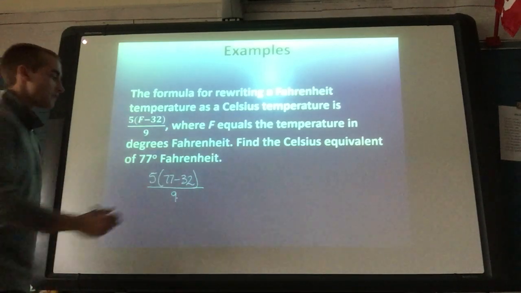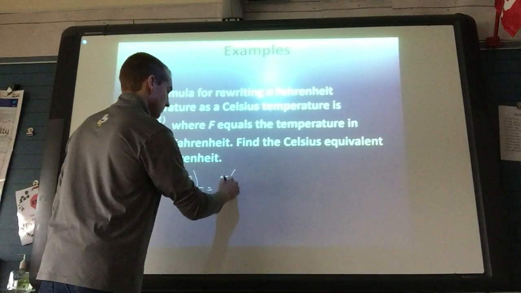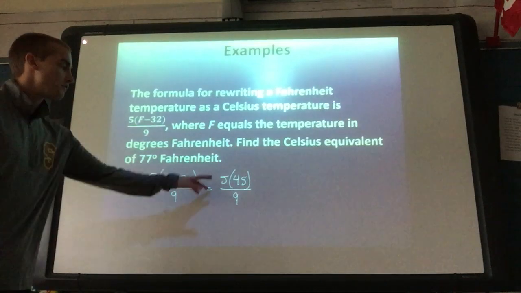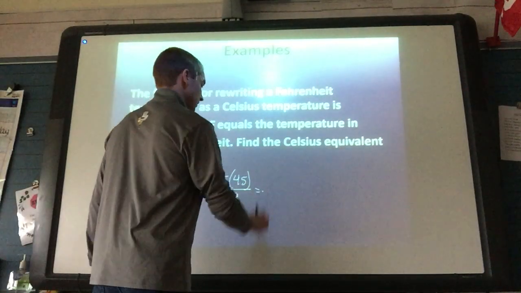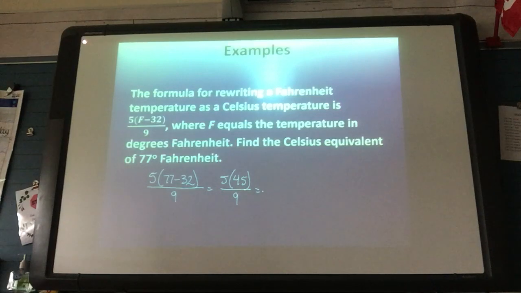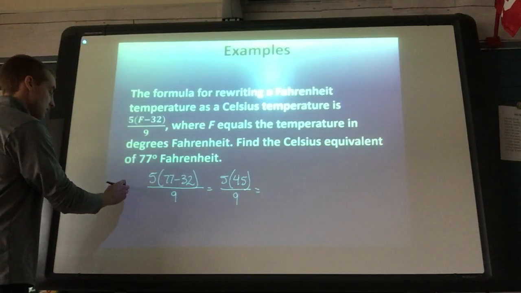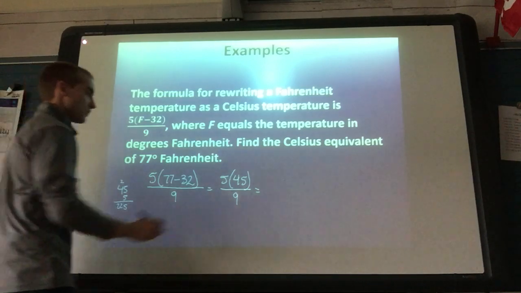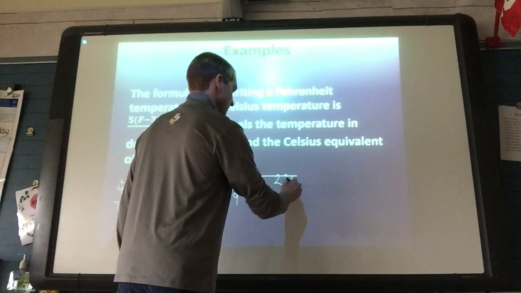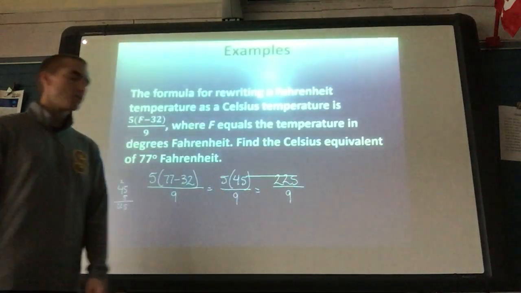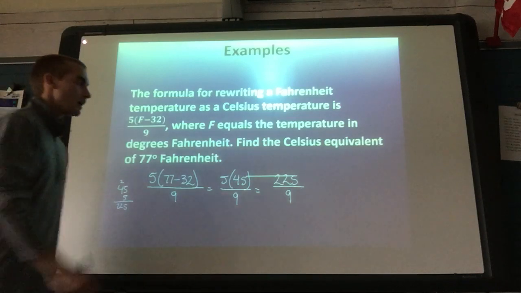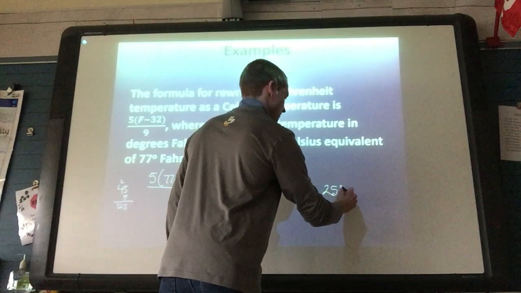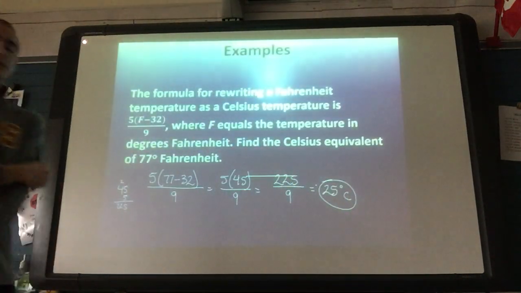So first do 77 minus 32. And that's going to be 45. And then we can do 5 times 45 before we divide all of that by 9. So 45 times 5 would be 225. 225 over 9. And then we do 225 divided by 9, which is going to be 25. So 25 degrees Celsius is 77 degrees Fahrenheit.